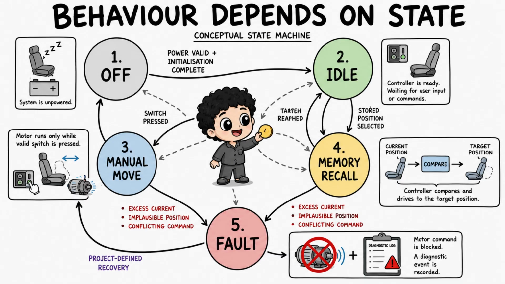During manual movement, the software may command the motor only while the switch remains active and the movement is permitted. During memory recall, it compares the current position with the stored target and continues moving until the target is reached, the request is canceled, or a fault is detected. The microcontroller does not directly supply motor power. The application produces a logical movement request. Lower software configures the appropriate hardware output, and the external motor driver controls the electrical energy delivered to the motor.